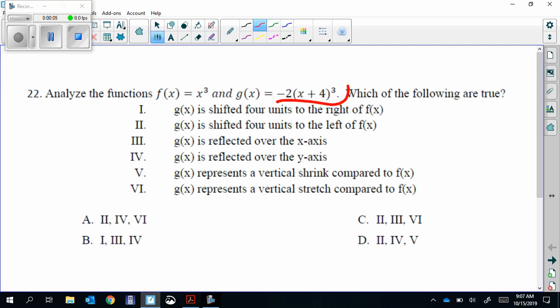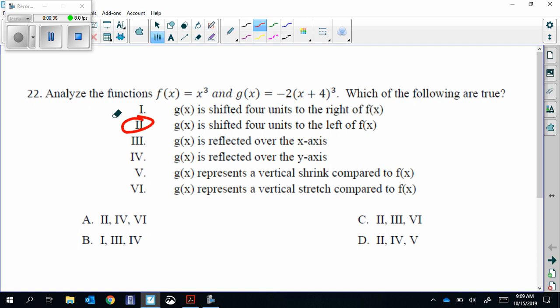So this problem's asking us to identify what changes from the original to this function right here, the x. So this x plus 4, that means it's shifting 4 spaces to the left. So 4 units to the left, circle that one.